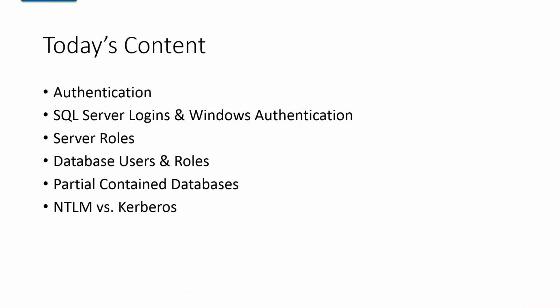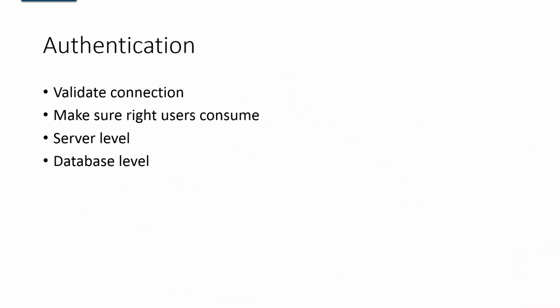So these are the contents, and if we start with authentication, authentication is just a process of validating a connection. If you have a server that exposes a service that we want to connect to, we need to prove who we are. So we're actually making sure that the right users consume the right content. Authentication for SQL occurs on different levels, and I usually say it happens on the server level first of all, just to make the connection, and then it happens on the database level to give us access to the specific data itself.